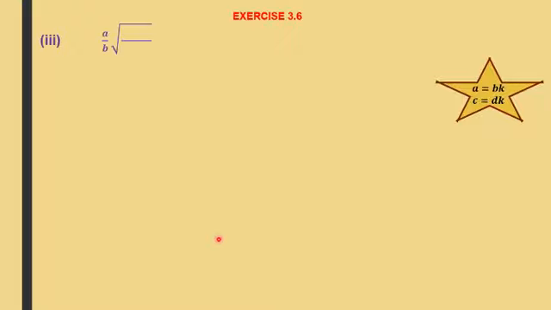Look at the third part. a over b is equal to square root of (a square plus c square) over (b square plus d square). Left hand side, that is a over b, and what is the value of a? The value of a is bk. Replace a is equal to bk, b cancels with b, we have only k. So left hand side is equal to k.